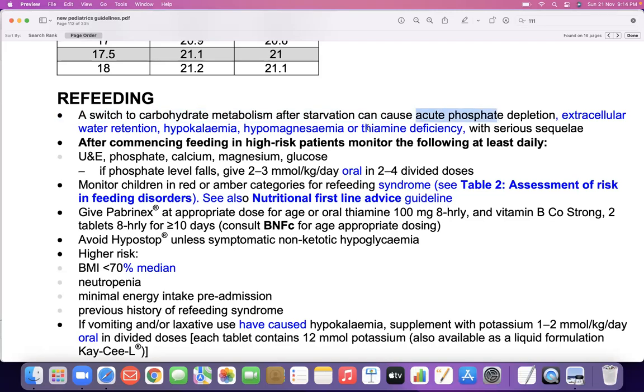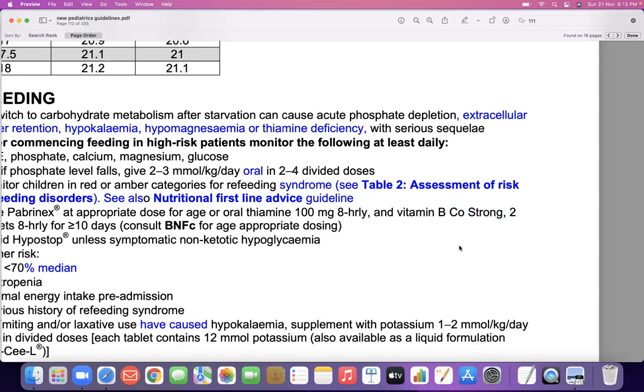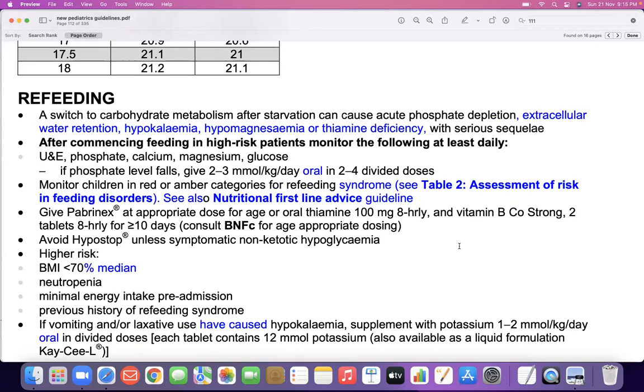And it is not just acute phosphate depletion. There can be thiamine deficiency, hypomagnesemia, hypokalemia, and water retention. When it happens after a period of starvation, if you start taking carbohydrates, they can develop edema also, from extracellular water. So you will consider replacement of three things here: one is phosphate, another is oral thiamine, and vitamin B co-strong tablets. No need for doses, just remember that much.